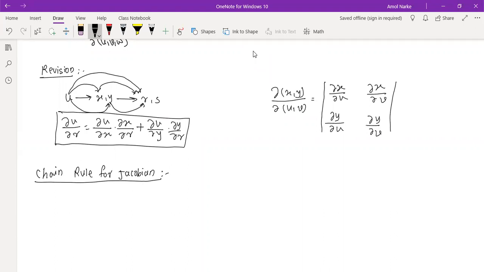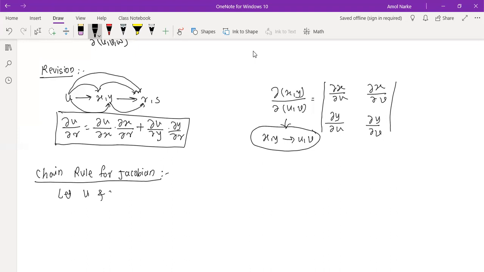But here the most important thing is that x and y should be in terms of u and v. That is the main condition. If we have this, then and only then can I find it. Now what happens in the chain rule? Let's see. Write down: let you have u and only u, not u1, u2.